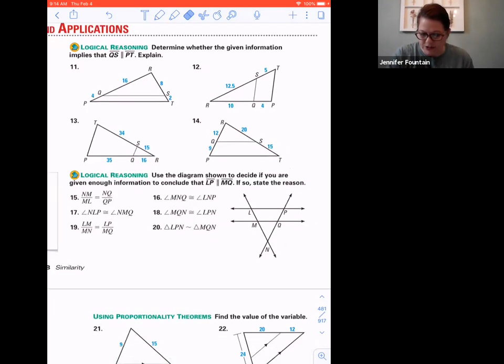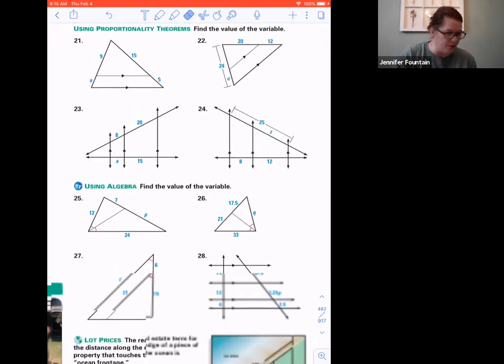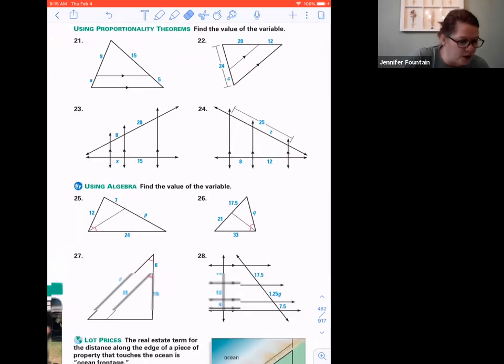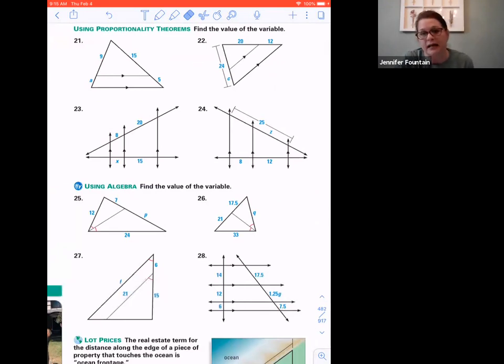Finally, over on 503, now we start solving. We have measurements and solve, and we use our theorems to find the value of the variable. If you have to look back at the previous examples, look back. If you don't remember, look back to the examples that we worked through. So on this page, we have 21 through 27 odds.